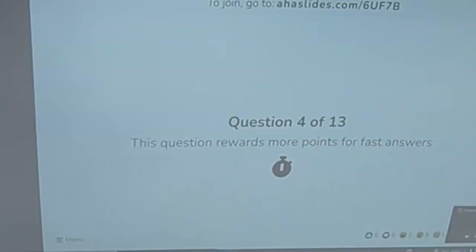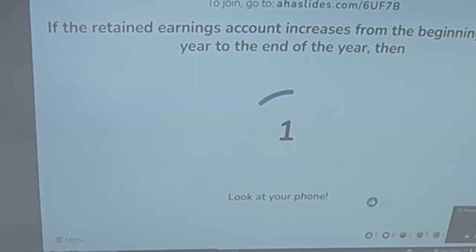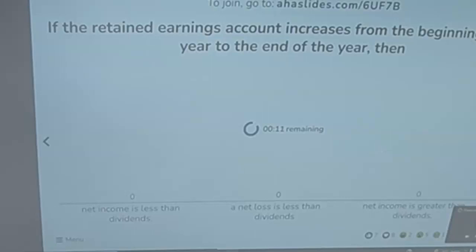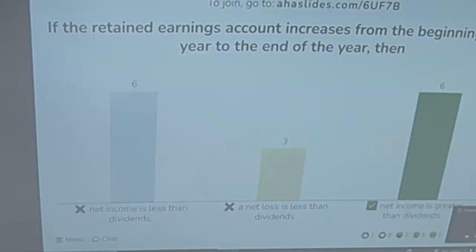If the retained earnings account increases from the beginning of the year to the end of the year, then net income is less than dividends, net loss is less than dividends, or net income is greater. So it says if it increases. What's the answer to that? Oh, not bad. Six people got it right. No, if net income is less than dividends, retained earnings will go down.